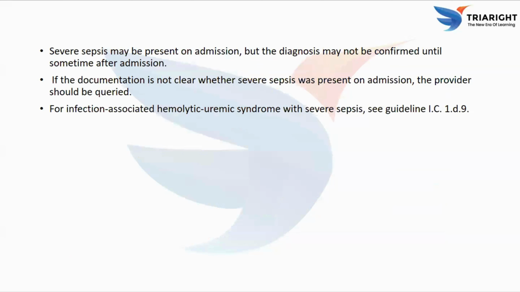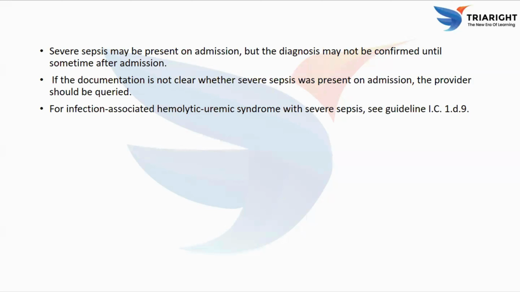So severe sepsis may be present on admission, but the diagnosis may not be confirmed until sometime after admission. So what does this mean? Sometimes the patient comes to the hospital already having severe sepsis, but the doctor may not immediately write severe sepsis. Lab results or clinical symptoms may confirm it later. So what is the coding rule for this case? If the provider later confirms that the severe sepsis was present at the time of admission, it should be coded as present on admission itself, even though the documentation appears later.